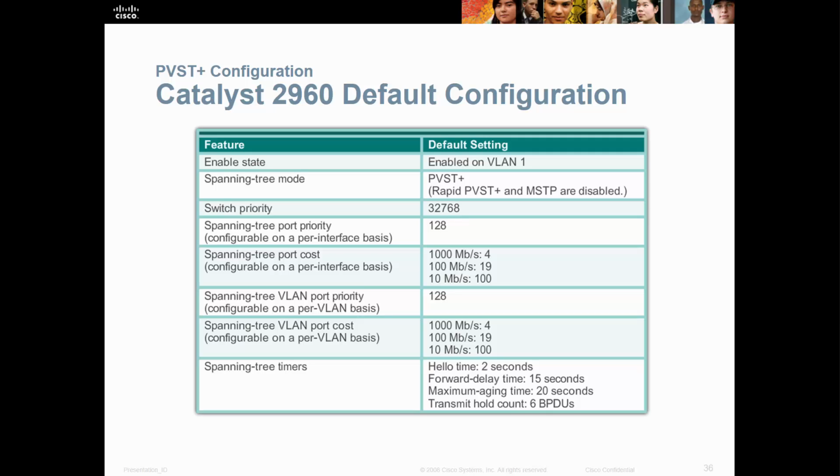Lastly are going to be the timers. Hello timer is going to be 2 seconds. Forwarding delay is going to be 15 seconds. Max age time is 20 seconds. And the transmit hold count will be 6 BPDUs. All right, so now that we understand the defaults, let's look at how we configure this.